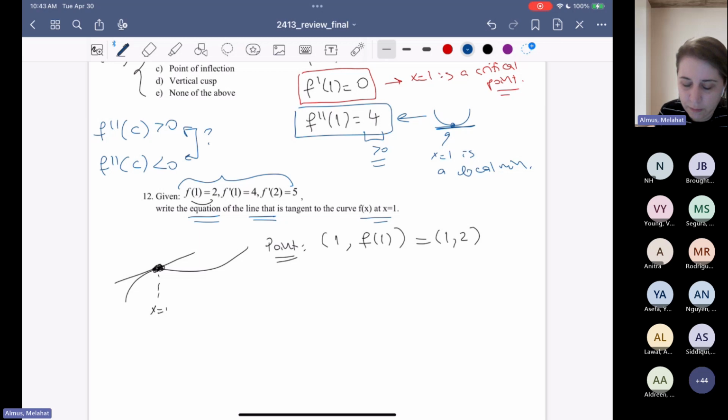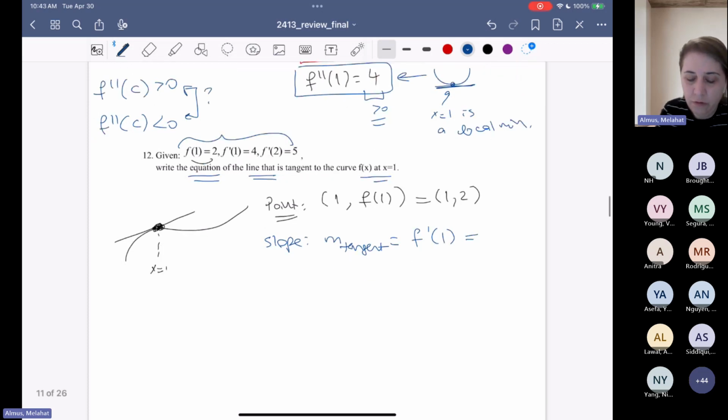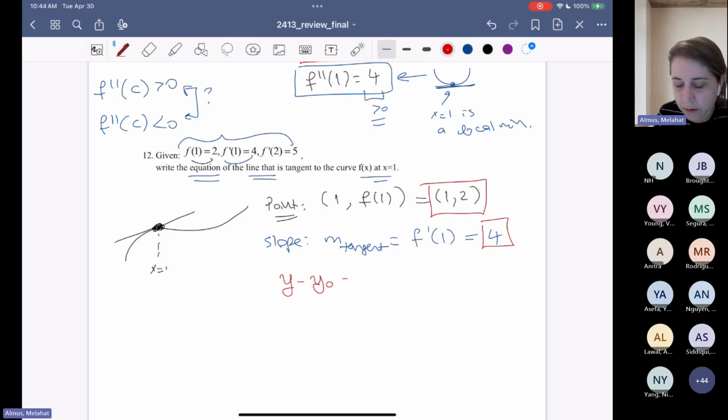Second thing is we need the slope. Slope of the tangent line is the derivative at 1. And the information says the derivative at 1 is 4. So you have the point (1, 2), slope 4. You just say y minus y naught equals slope times x minus x naught. Y minus 2 equals 4 times x minus 1.